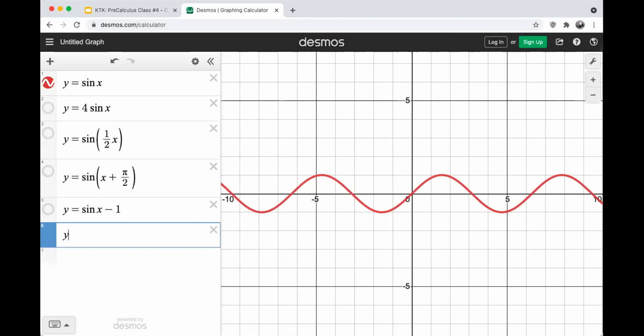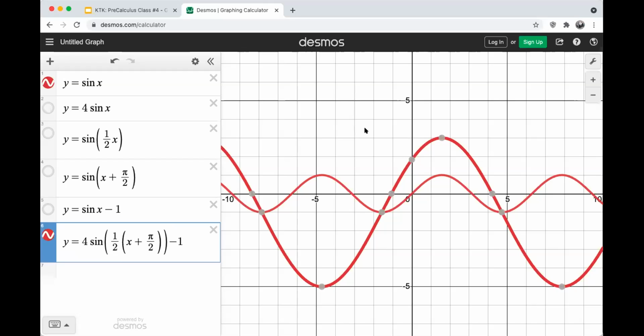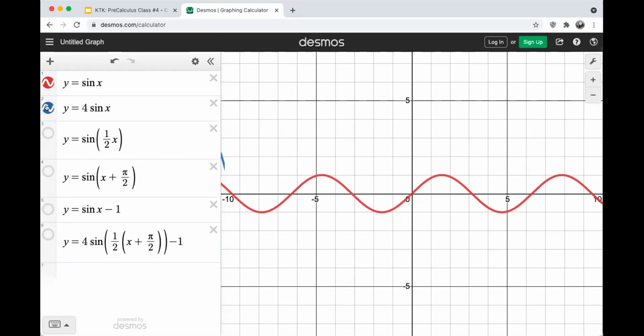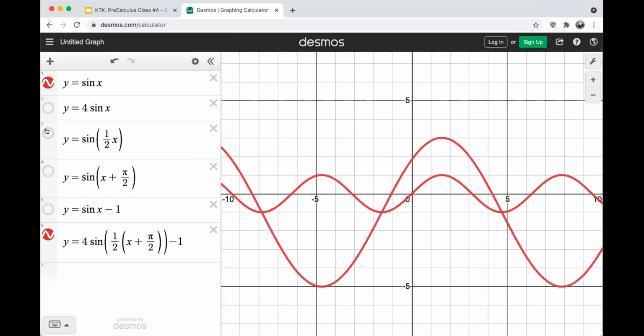Lastly, we have our completely combined function: 4 sine of 1 by 2 x plus pi by 2, minus 1. And you see that looks vastly different. You have this characteristic, but the reason that this one goes to only 3 and -5 is because of that shift down by 1. You also have the graph being stretched out a little bit more, and then you have the shift left with that. These are your first function and the final function.